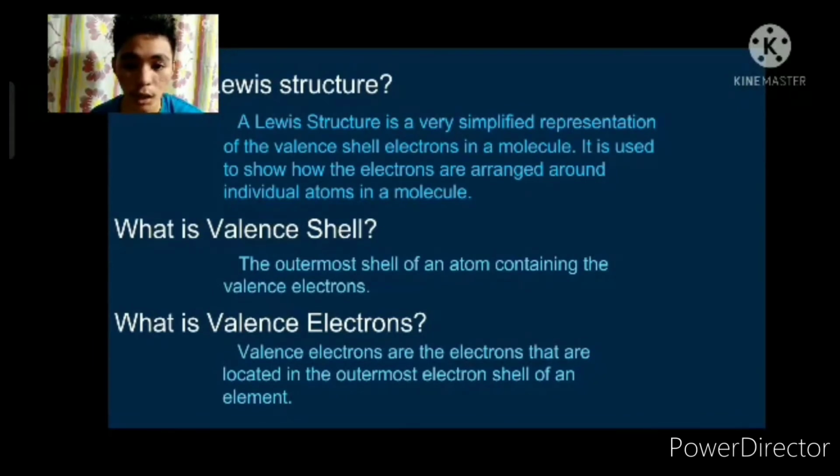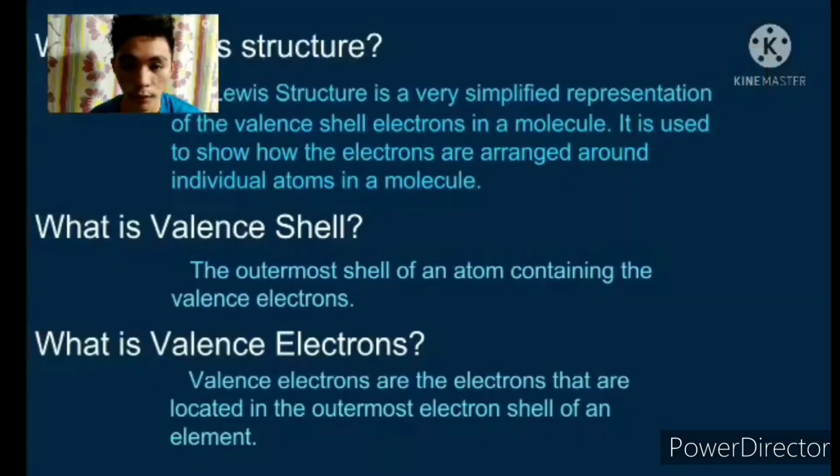The valence shell is the outermost shell of an atom containing valence electrons. Valence electrons are the electrons that are located in the outermost electron shell of an element.